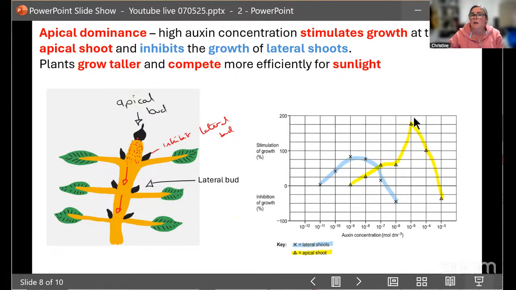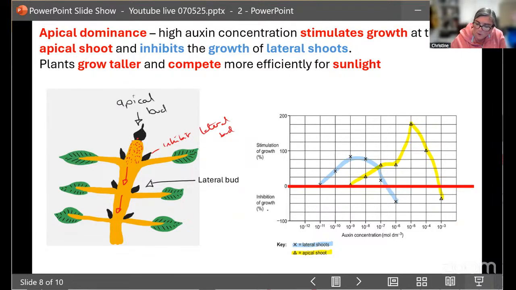My yellow goes up and then it goes down again. So they both go up and they go down. But what's really important is it's zero growth. Anything above here, they've said, is a stimulation of growth. Anything below here is that inhibition of growth. So now I want to be using my numbers.